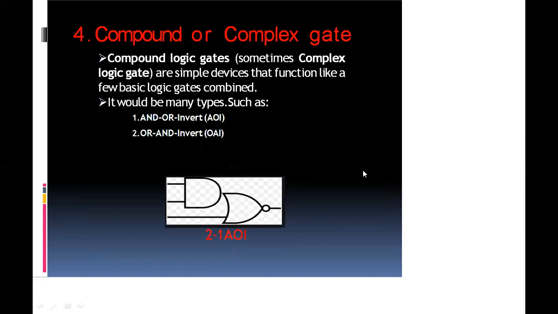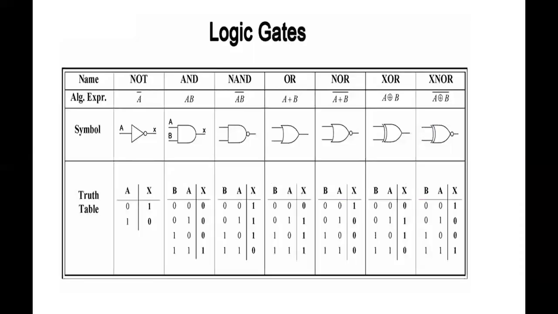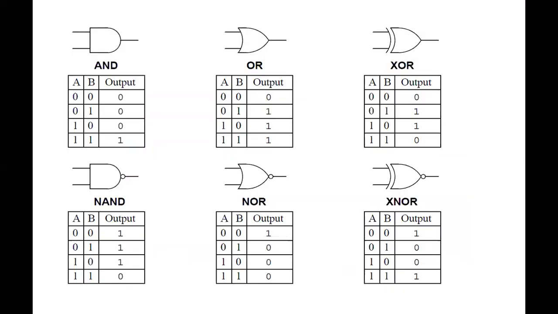And here it is a complex gate, because it is AND-OR-invert. If it is AND-OR-invert, then it is called a complex gate. And these are the rules of Boolean algebra. You can pause the video here and try to learn the basic rules of Boolean algebra, and with this we can simplify any function. And these are the logic gates: AND, OR, NOT, NOR, NAND, XOR and XNOR, and the symbols and truth tables are also shown.